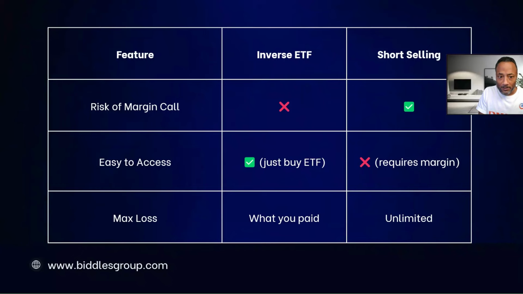Another feature is max loss. You only have the max loss of what you paid. You put in 100, max loss 100. Put in 5, max loss 5. But if you do a put option, sometimes they require margin requirements or balance requirements, and if you're doing short selling, you have an unlimited maximum loss.